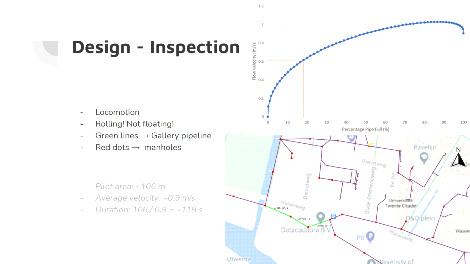Facility management provides us a map of the UT sewer system, as shown at the right bottom. The image here is narrowed down to our gallery pilot area. It's marked green. The red dots at every change of direction are manholes.